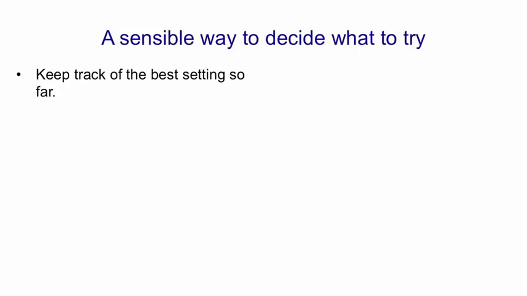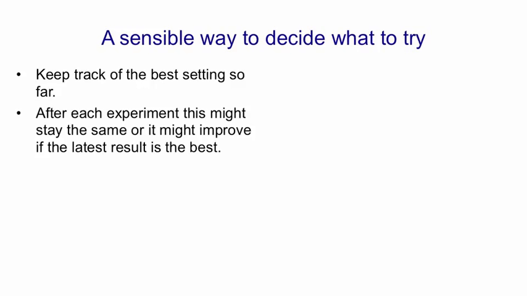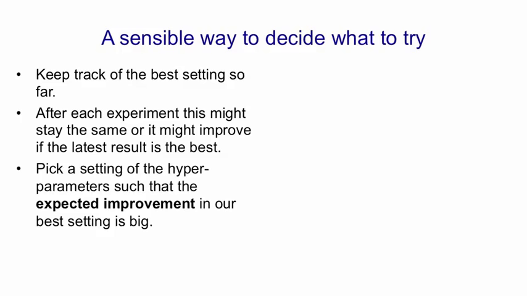So what we're going to do is keep track of the hyperparameters that have worked best so far. That is a single setting of all the hyperparameters that gave us the neural net with the highest performance so far. Now when we run the next experiment, our best setting so far might be replaced by the new experiment because it gives better performance of the neural net, or it might stay the same. So since we're going to substitute the results of the new experiment if it's better than anything we've seen so far, our best setting so far can only improve. So here's a good strategy for what setting of the hyperparameters to try next.